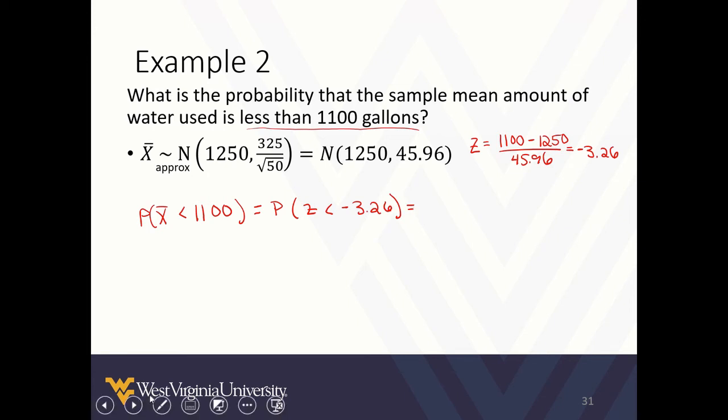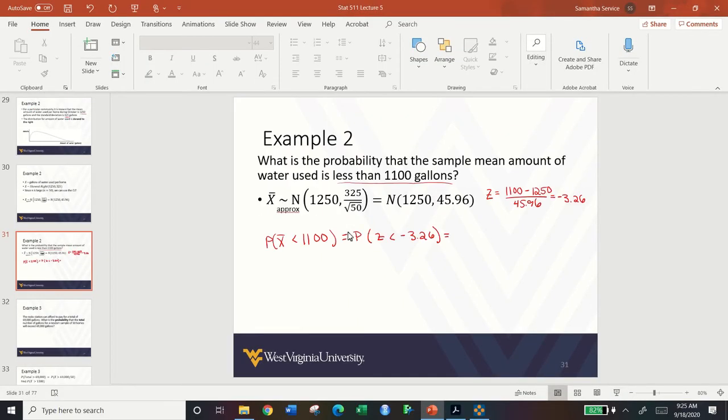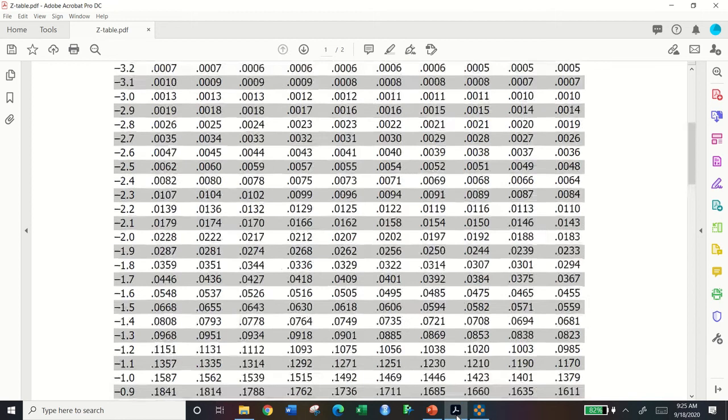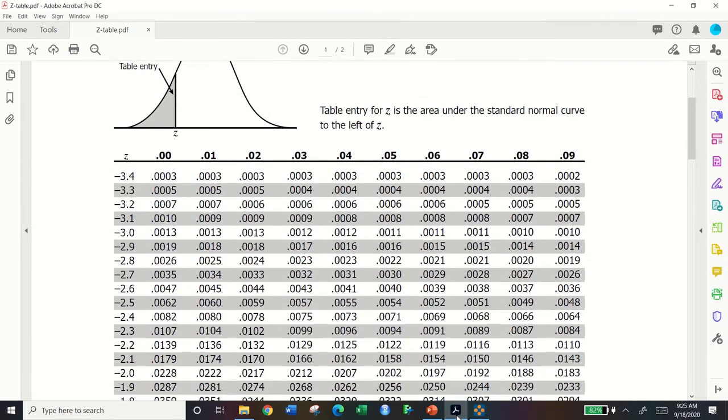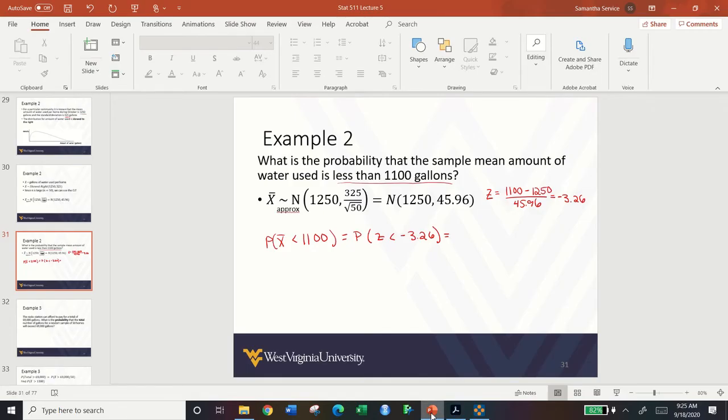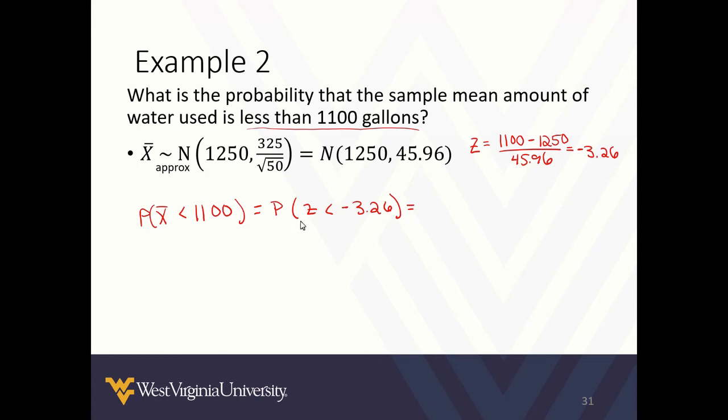Using our z-table, we can go ahead and find negative 3.2 and 6, negative 3.26, so that's going to give us a probability of 0.0006. Going back to our slides, this means the probability of z less than negative 3.26 is 0.0006.